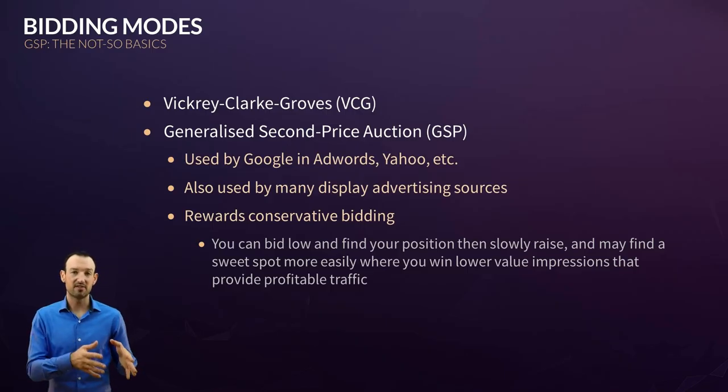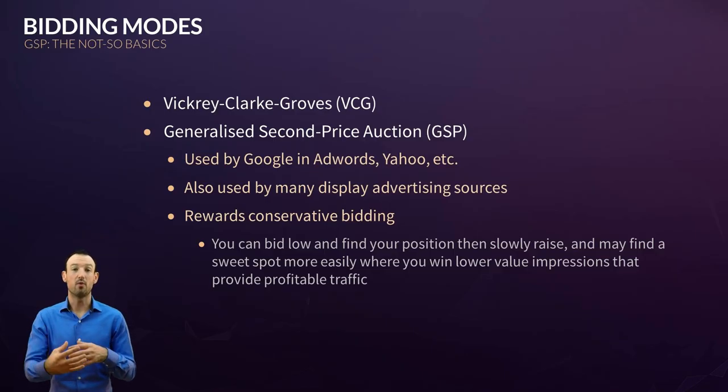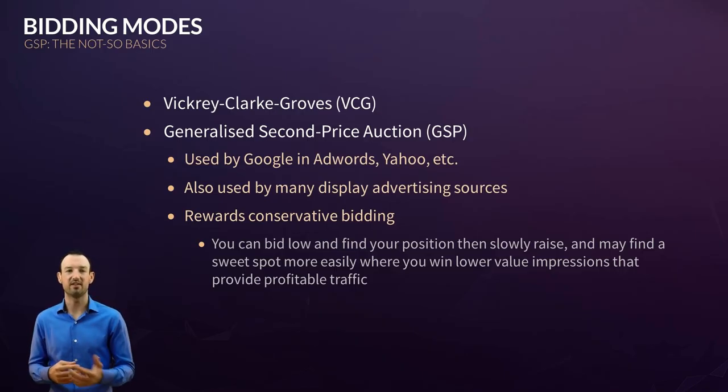Now, as opposed to VCG, GSP actually rewards conservative bidding. So if you're on a GSP-based system like AdWords, you can bid low and progressively increase your bids, and you move up and start taking the fifth impression slot, the fourth, the third, and you can slowly move up and watch how the bids you require to get traffic change and how the amount of impressions change, the quality of those impressions, and so on, as you raise your bid.